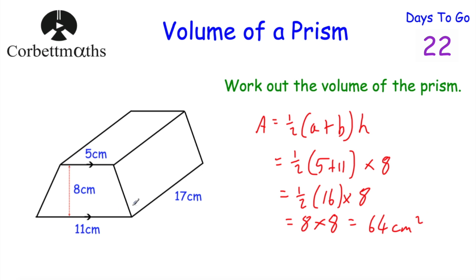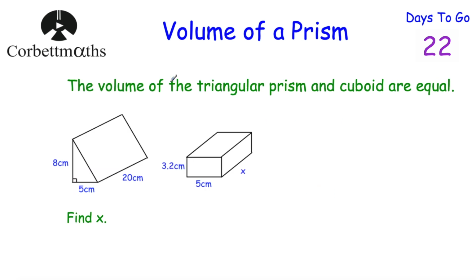And then we just need to multiply by how long the prism is. The prism has a length of 17 centimeters, so to get the volume we do 64 multiplied by 17, and we can do that in our calculator. 64 multiplied by 17 is equal to 1,088 centimeters cubed. So that's the volume of that prism, and if you got that, well done. Okay, let's have a look at our next question.